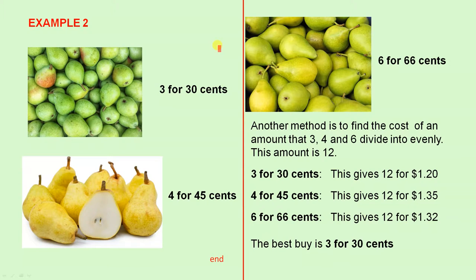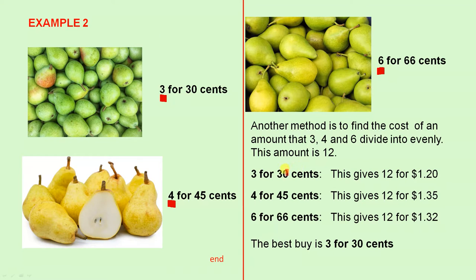Example 2. Here we have pears for sale, and the 3 advertisements are 3 for 30 cents, 4 for 45 cents, and 6 for 66 cents. Another method is to find the cost of an amount that 3, 4, and 6 divide into evenly. So what number does 3, 4, and 6 divide into evenly? The answer is 12. And there's your 3, there's your 4, and there's your 6.